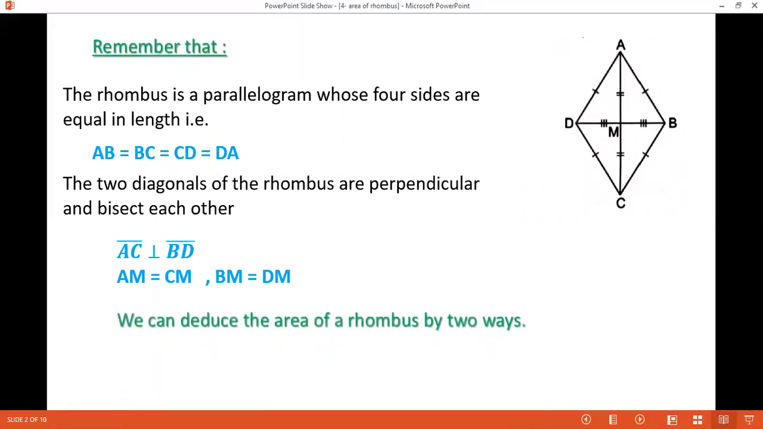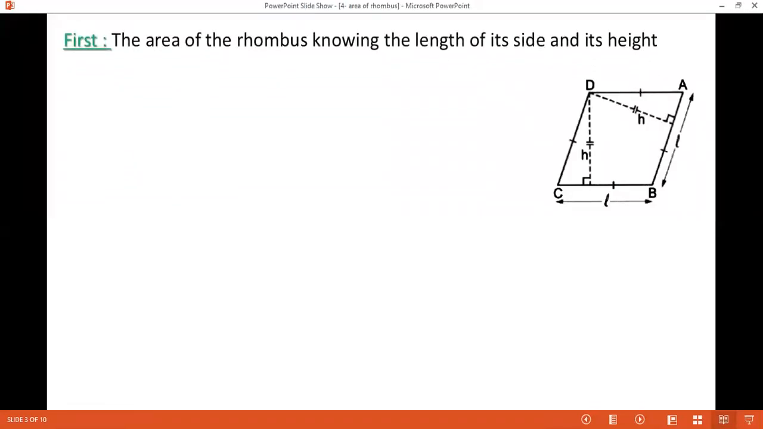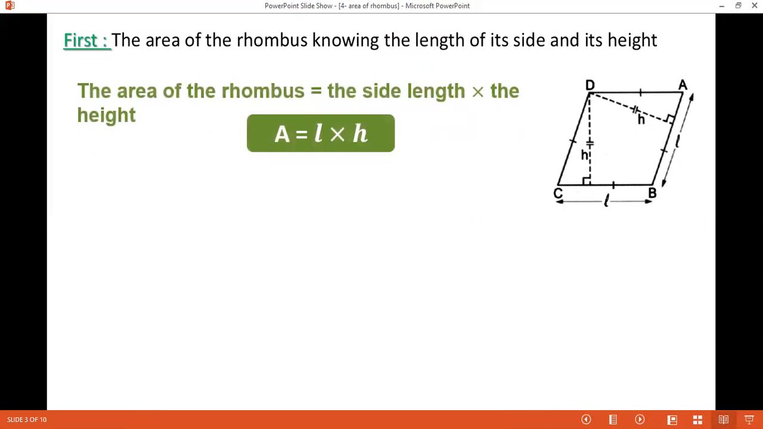So from here we can say that the area of the rhombus equals what? Half by D1 by D2. The area of the rhombus knowing the length of each side and its height: if I have side and height, I'm going to use what? Length by height. The area of a rhombus is the length of the side by height. And of course, all sides are equal, so the side length here, CB equals AB equals AD equals DC.